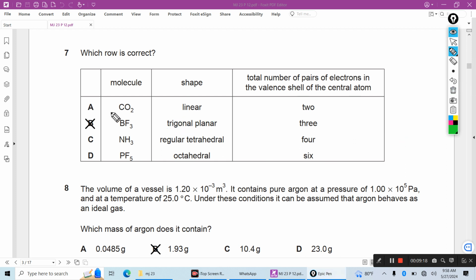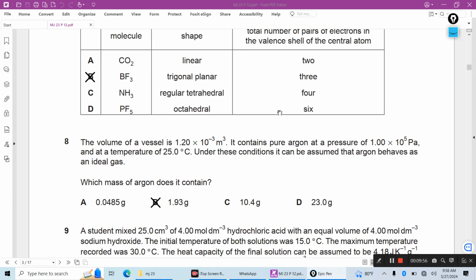And why is A wrong? Carbon dioxide is linear, but it has carbon oxygen double bonds, so there are not 2 but 4 pairs of electrons: 1, 2, 3, 4. This one is regular tetrahedral, no, this is pyramidal, so this is wrong. And phosphorus pentafluoride will be trigonal bipyramidal, so saying it is octahedral is wrong.